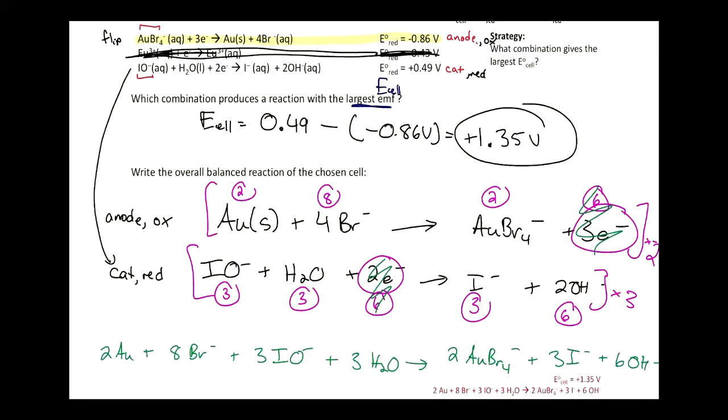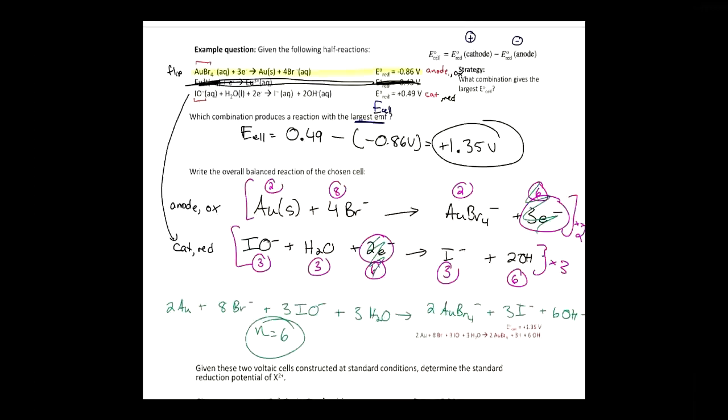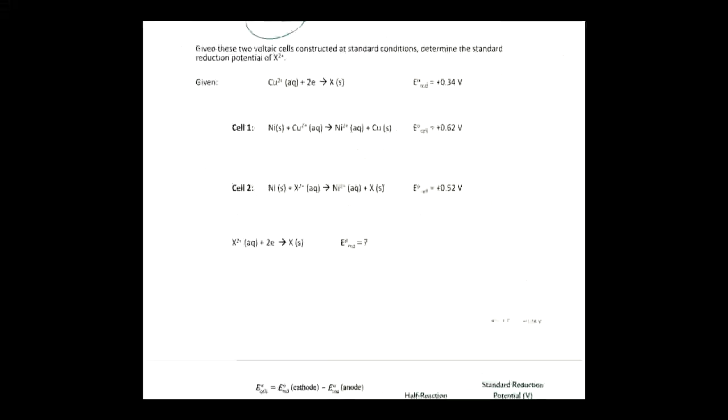So here I gave you the half reactions, but you still had to identify your anode was oxidation, flip it, and then go through the same process of canceling those electrons. All right, in this process, n would equal 6, because 6 electrons cancel in the background. All right, so yeah, we can do this.